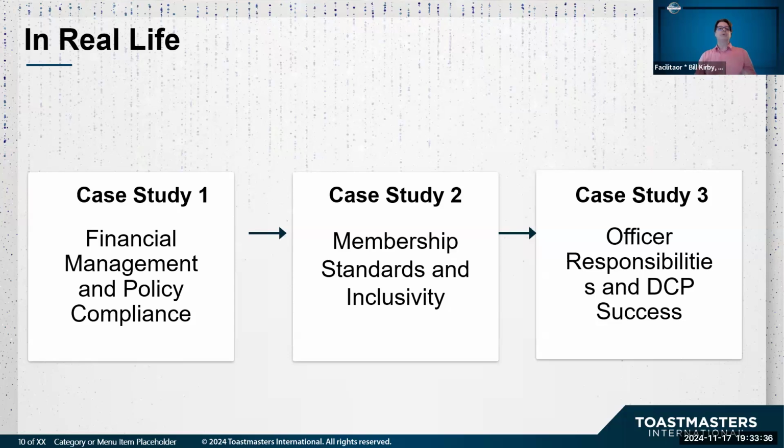Case study number 2 would be about membership standards and inclusivity. So a club has faced a challenging situation where one member has repeatedly dominated the meeting. They're creating an uncomfortable environment for others, and many members were reluctant to participate, fearing interruptions or dismissive responses. So the club's president referred to Toastmasters membership standards, which emphasizes respect and supportive interaction and inclusivity. After a private discussion with the member outlining these standards, the individual adjusted their behavior and allowed space for others, so that the exchange preserves a welcoming environment.